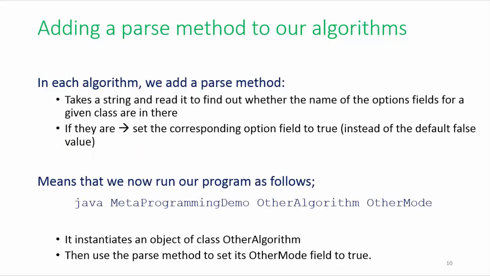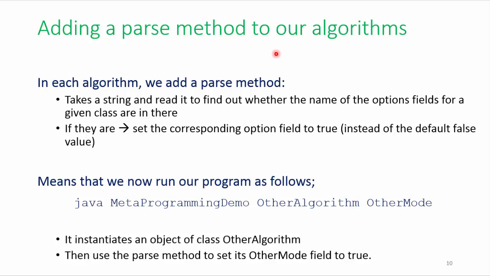So let's take a look a bit more in detail. How are we going to get this done? We are going to add a parse method to each of our 4 classes. Okay, the role of that parse method is going to take a string as parameter and look up in that string to find different names of options that were passed on the command line by the user. And every time this method finds an option that matches the name of an attribute that has been defined in that class, then it's going to set the corresponding field to true.